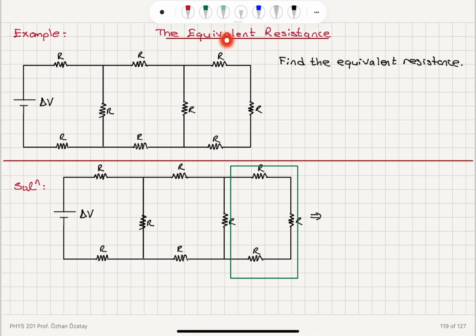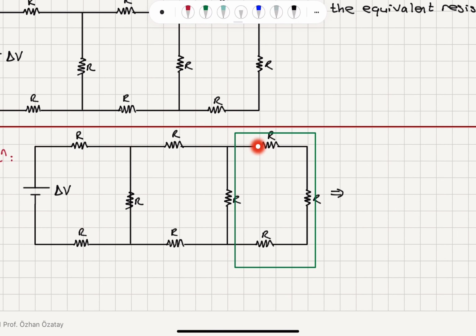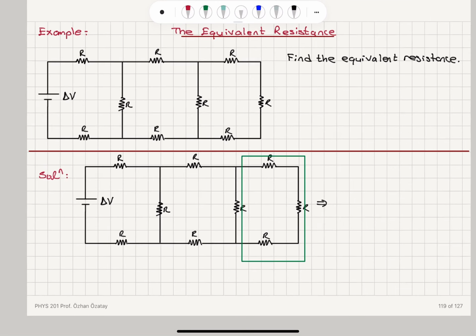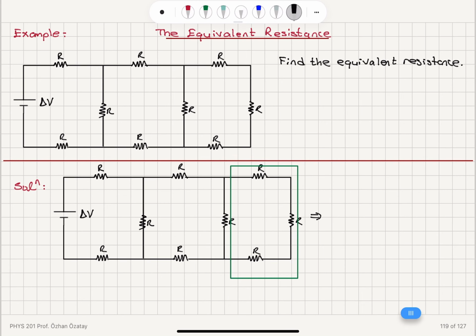Now we'll look at an example to calculate the equivalent resistance of a network. You can see here we have several resistors, each with resistance R, connected in series and in parallel combinations to a battery with voltage delta V. Now the first step is to look at this side of the circuit where we have three resistors connected in series, and this will give us an equivalent resistance for this part.